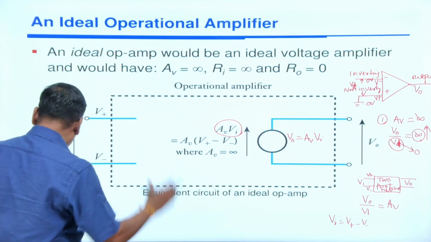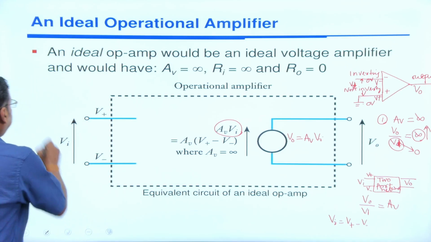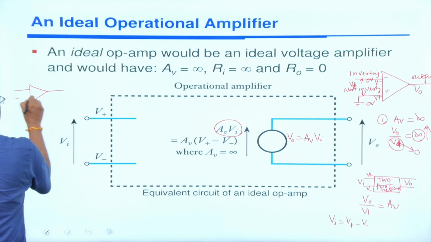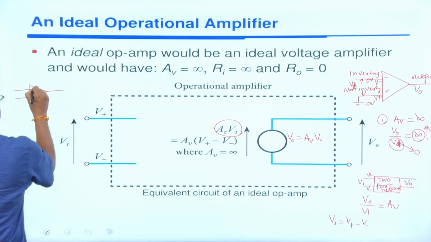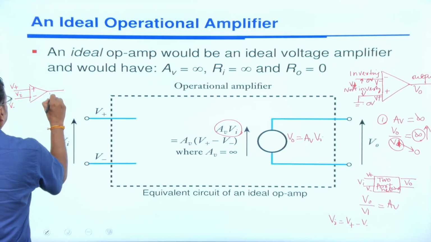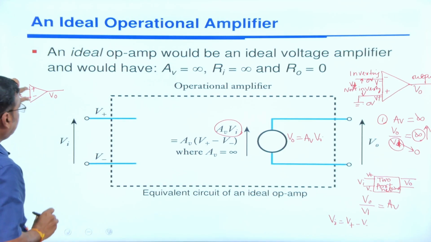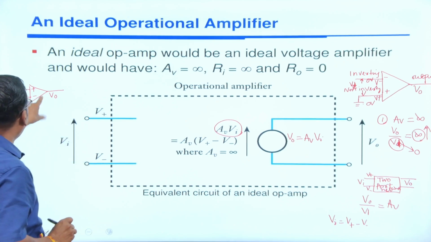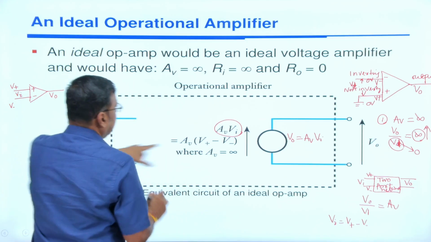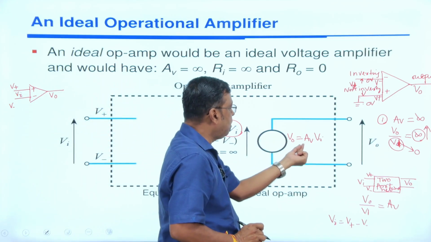What is the equivalent circuit of an op-amp? If this is an operational amplifier, in place of this we can say this is your plus and this is your minus, this is your V plus and this is your V minus, and this difference voltage is your Vi and this is your V0. In place of the input, that is V plus and V minus, and in case of output, we can replace this. The output voltage can be represented by V0 equal to AV into Vi.